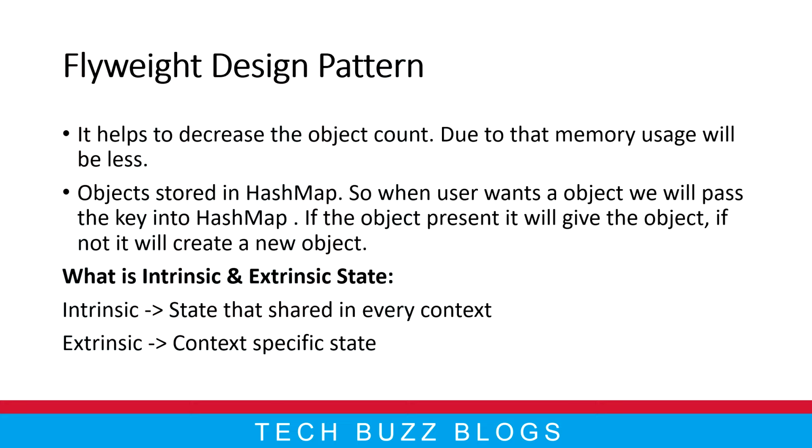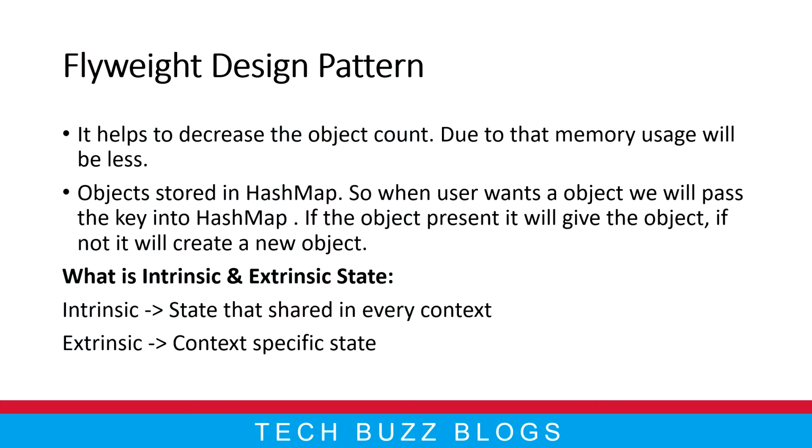So intrinsic means, in the employee object, the company name. Among all 10 employee objects, the company name field will be the same. That is called intrinsic. The ID and employee name will be different. That is called extrinsic. So overall you understood the concept behind flyweight. Let's see an example so that you can get more idea on this.